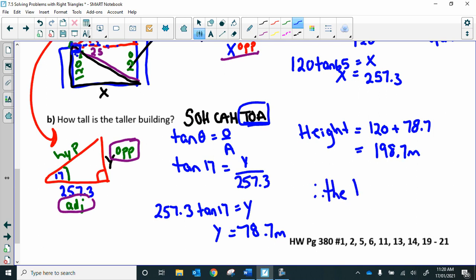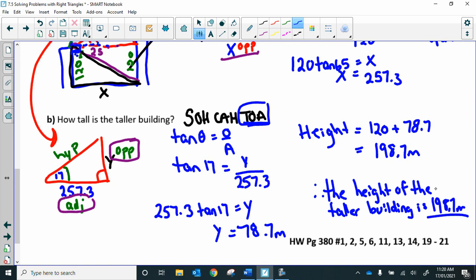So therefore, the height of the taller building is 198.7 meters. So when you're doing these questions, sometimes you are going to have to find little pieces of information and add them together. Sometimes you actually end up doing some subtracting. So make sure you read the question really well.